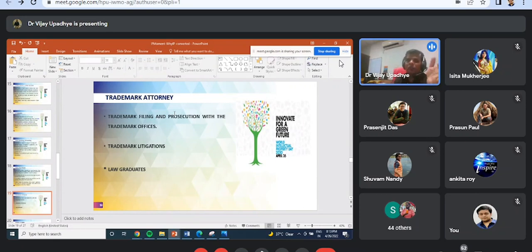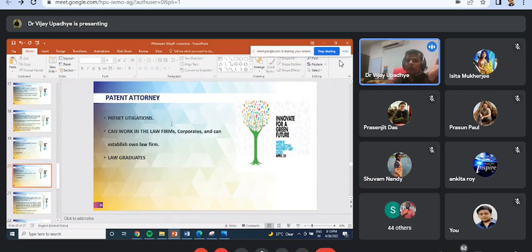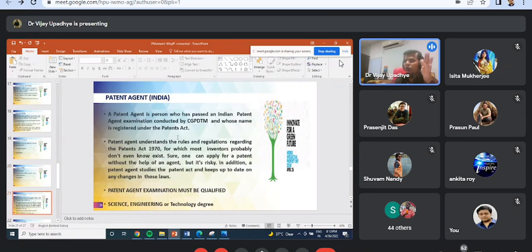It should not be clutch in between. So patent attorneys are there. They are telling you the patent litigations. They make you aware of the law firms, and they will keep you updated about the progress of your patent.